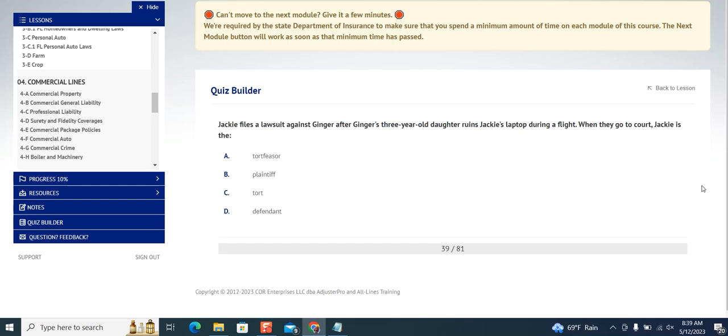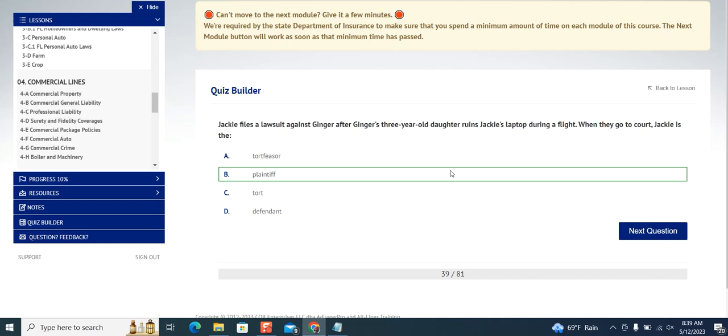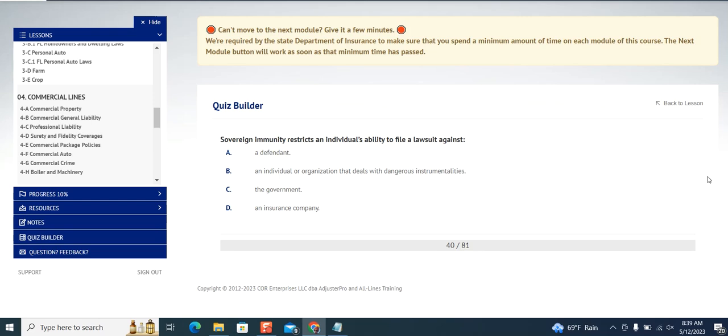Jackie files a lawsuit against Ginger. So Jackie is the plaintiff. Ginger is gonna be the defendant. Ginger's 3-year-old daughter ruins Jackie's laptop. Jackie is okay. It's gonna be B. That's kind of real easy because A and D is the exact same answer. You know, tortfeasor is the defendant. Okay.